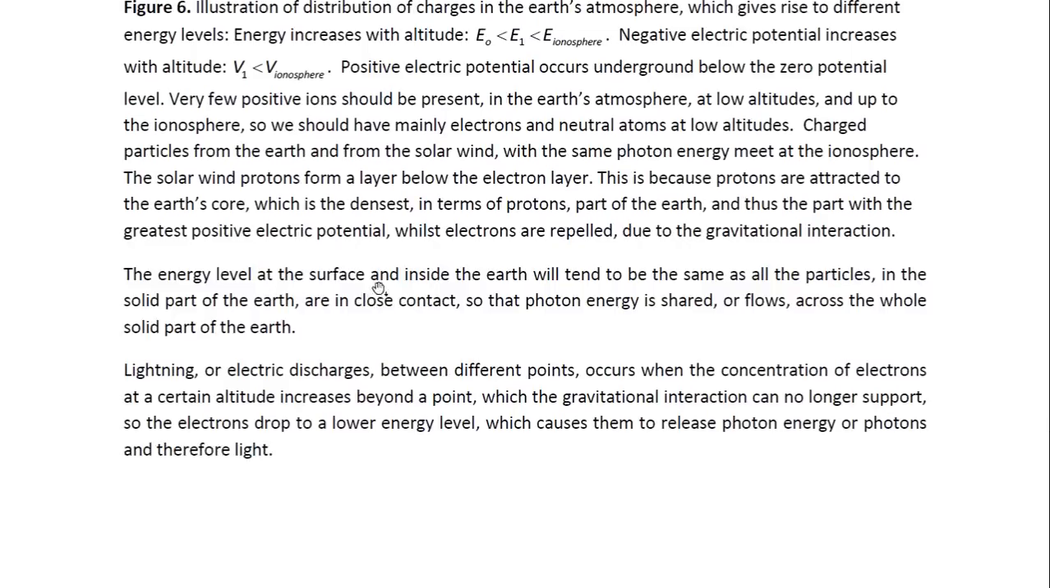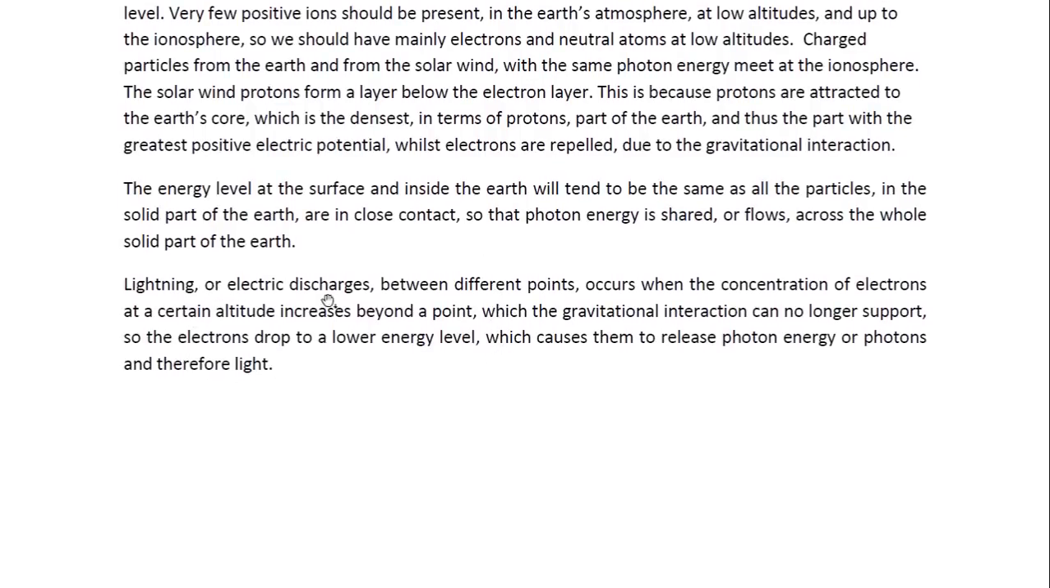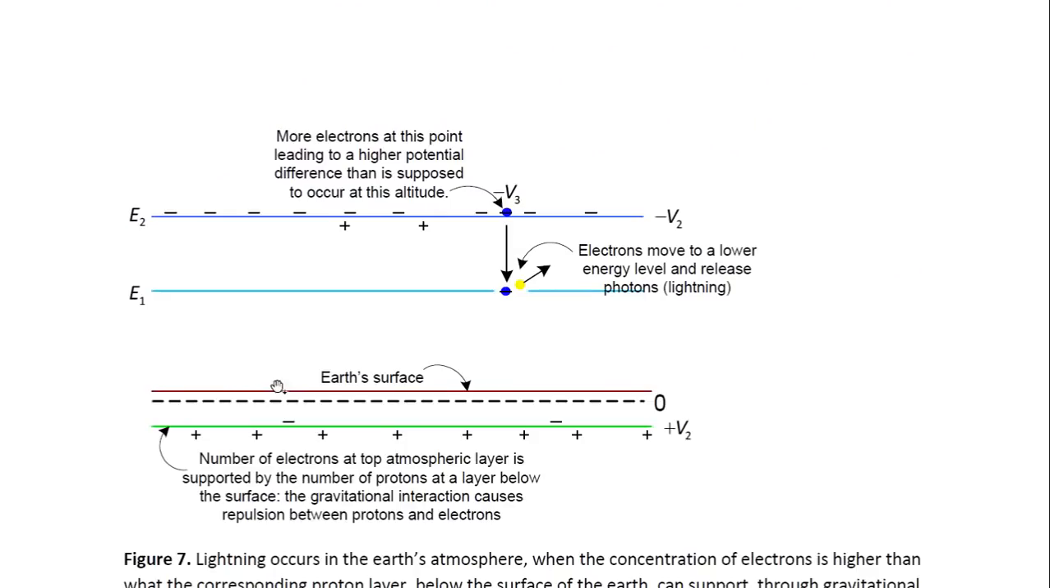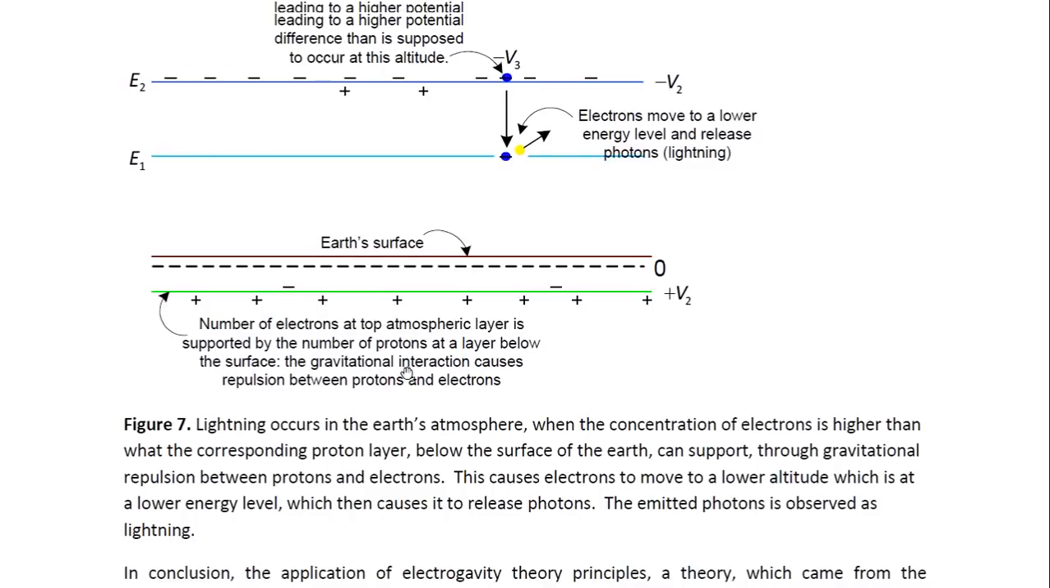So the energy level at the surface and inside the Earth will tend to be the same as all the particles in the solid part of the Earth, because they are in close contact, as I mentioned. Now, lightning or electric discharges between different points occurs when the concentration of electrons at a certain altitude increases beyond the point which the gravitational interaction can no longer support. So the electrons drop to a lower energy level, which causes them to release photon energy or photons, and therefore light. So this is explained in this diagram.